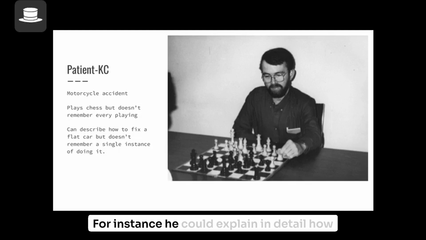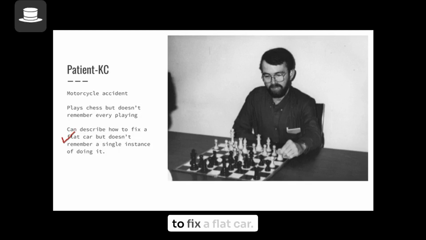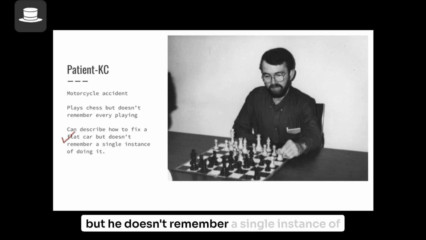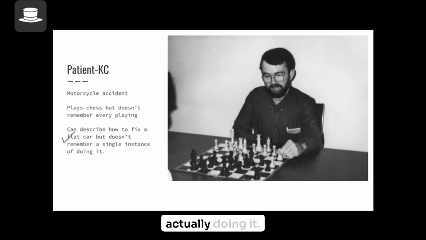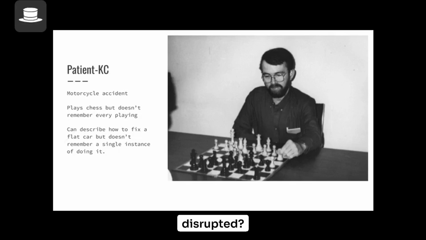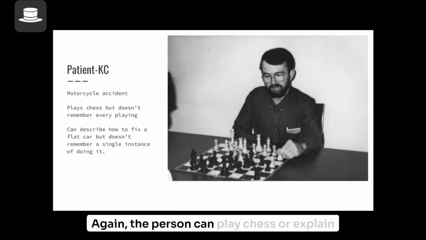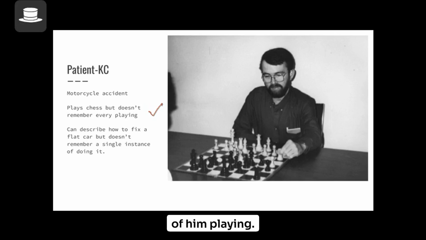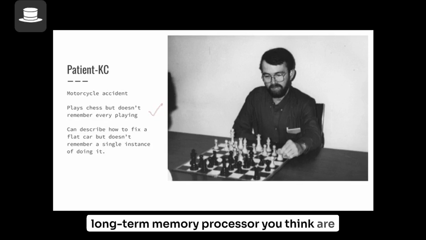For instance, he could explain in detail how to fix a flat car, but he doesn't remember a single instance of actually doing it. Now, think about it for a second. Can you identify two specific mental processes that are involved in this case, and which of these mental processes is disrupted? Again, the person can play chess or explain the rules of chess, but he doesn't remember specific instances of him playing. Long-term memory processes, you think, are involved.